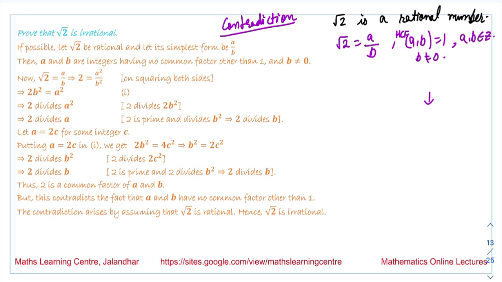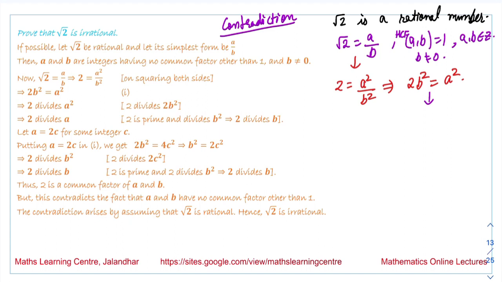Now if we square both sides of this equation, we get 2 is equal to a square by b square. This gives us 2b square is equal to a square. Now 2b square is equal to a square. What does this thing mean?